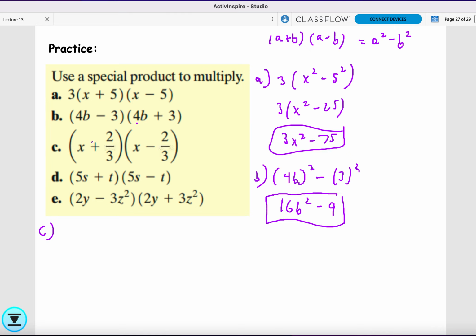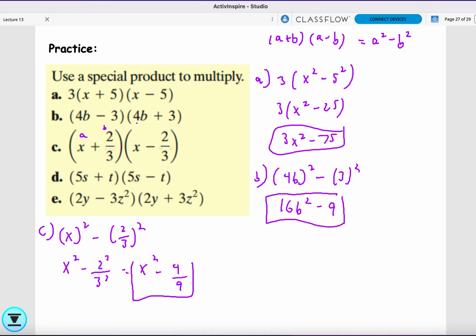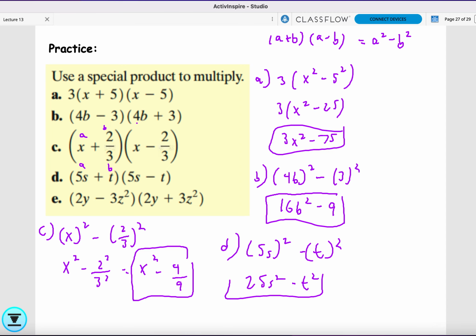So C, a plus b, so this would be x squared minus (2/3) squared. Well, x squared is just x squared. (2/3) squared is just 2 squared over 3 squared, which is just x squared minus 4 over 9. D, a plus b, so it'll be (5s) squared minus t squared, which is just 25s squared minus t squared.